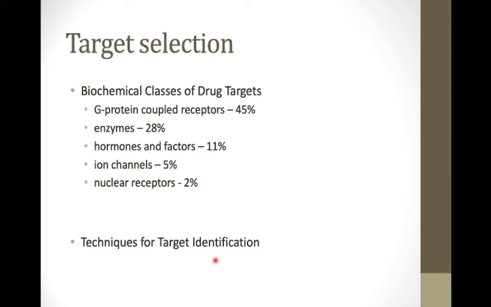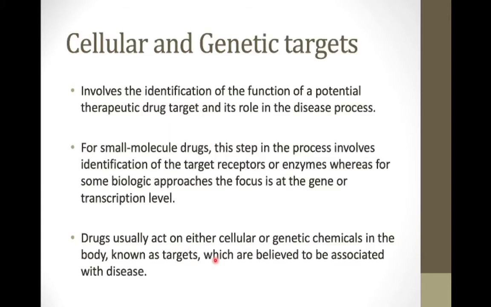We're going to look at the techniques for target identification. So how do we identify our target? We can use cellular and genetic targets. This involves the identification of the function of a potential therapeutic drug target and its role in the disease process. For small molecule drugs, this step involves identification of the target receptor or enzymes, whereas for some biological approaches, the focus is at the gene or transcription level. It depends on the target. Drugs usually act on either a cellular or genetic chemical in the body known as the target, which is believed to be associated with disease.